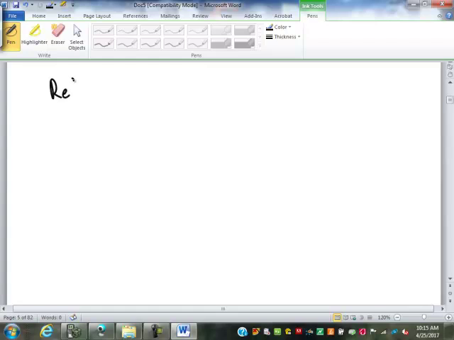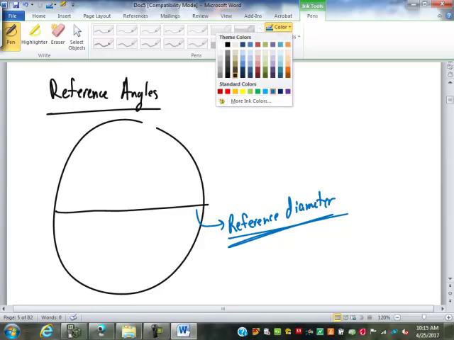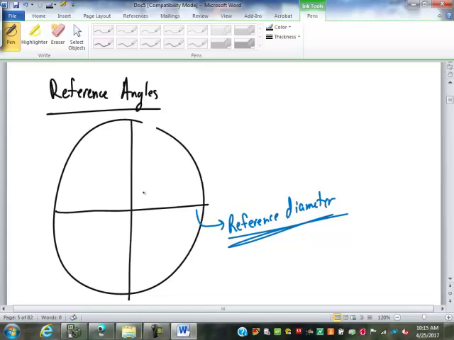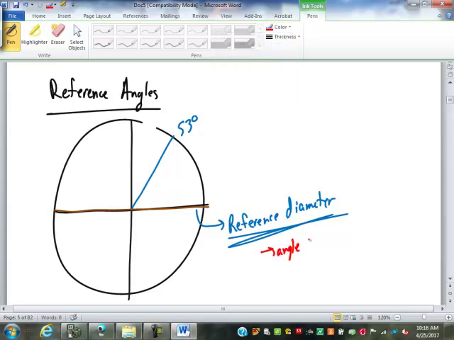Next, I'll talk about reference angles. We've talked about these before. Remember, we have our circle. We referred to this horizontal diameter as the reference diameter. Now, usually we have a vertical diameter drawn in too, but that horizontal diameter is the reference diameter that we use for reference angles. So if I have, let's say, a 53 degree angle, the reference angle is the angle to the reference diameter.